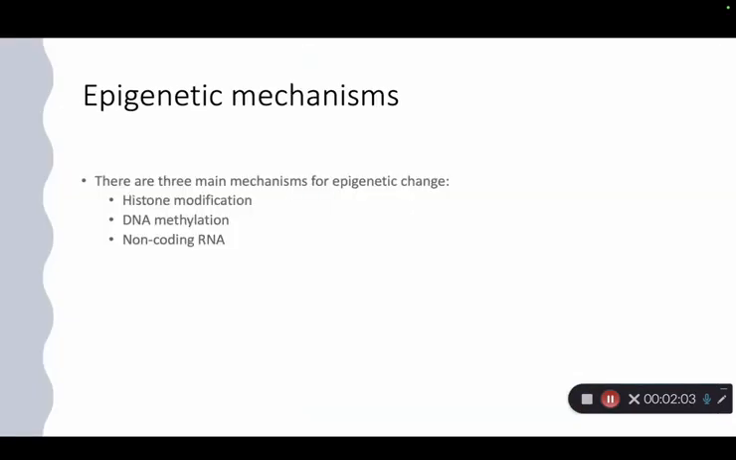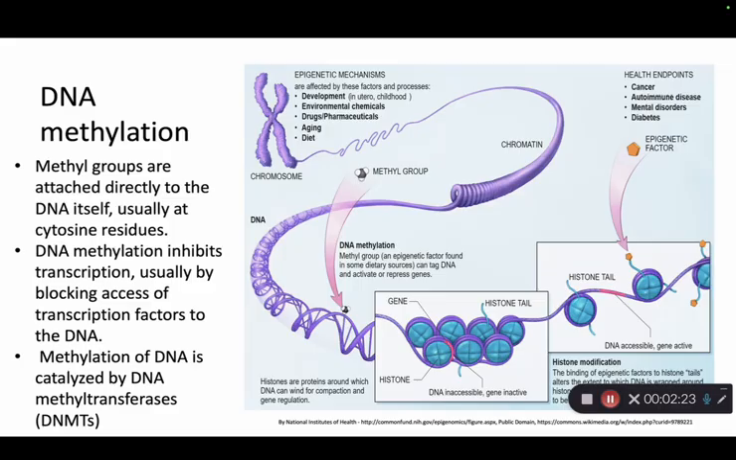There are three major types of epigenetic regulation: DNA methylation, histone modification, and non-coding RNAs. Each mechanism controls gene accessibility and transcriptional activity. These processes are especially active during early development, but they'll continue to shape gene expression throughout life. Let's first focus on DNA methylation.